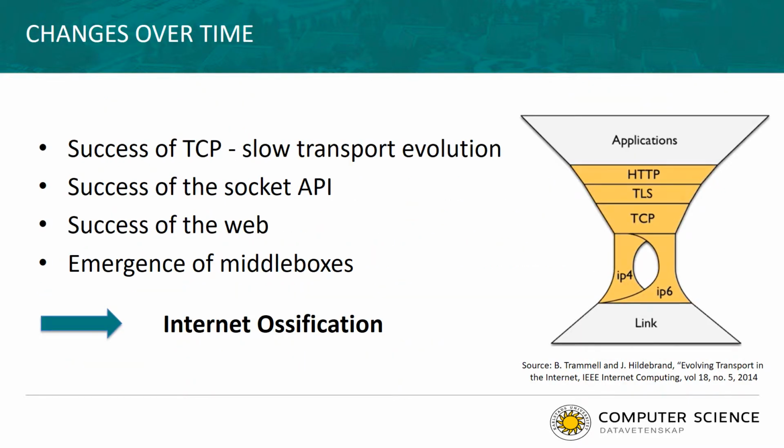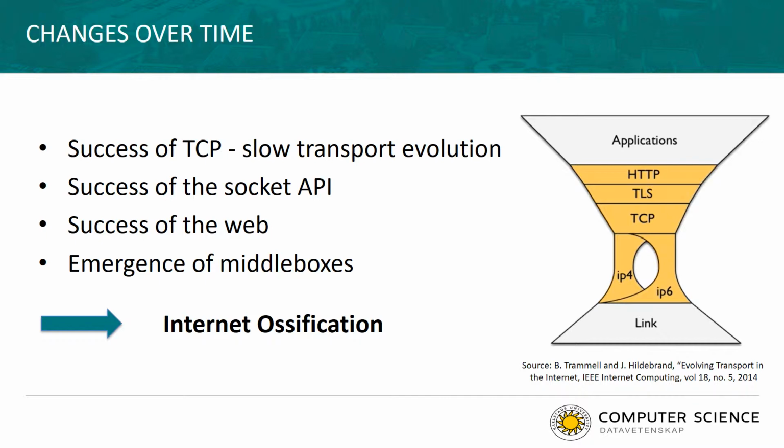What has then happened to the Internet architecture over time? Well, the first is the success of TCP. TCP is today the most commonly used transport protocol over the Internet. And it has basically removed all the other protocols from operation. And this means that the transport evolution has been very slow. And when you have a very successful protocol and most applications use this protocol, well, then the network can start to make assumptions about the underlying traffic.